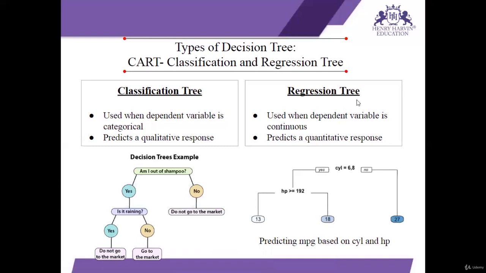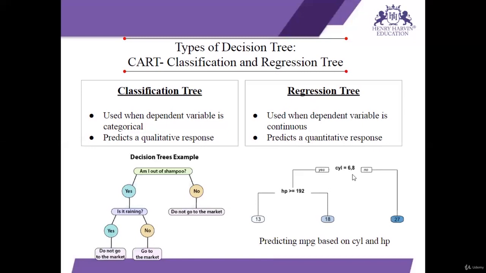Then there are regression trees, which are used when the dependent variable is continuous. So for example, it can be age, it can be the number of cylinders in any question if you are predicting, or you can take sales or rent. So it helps in predicting a quantitative response.